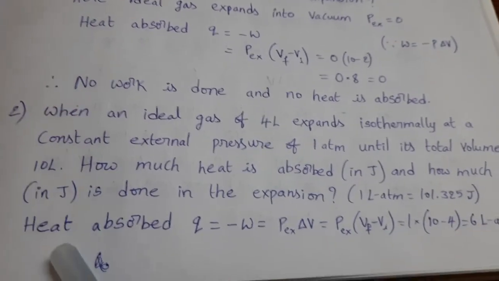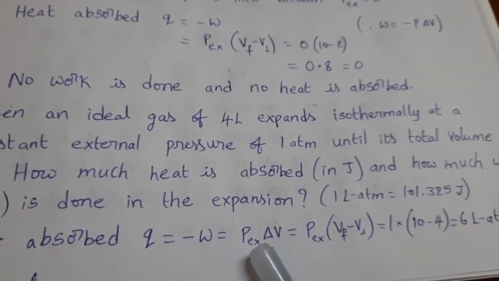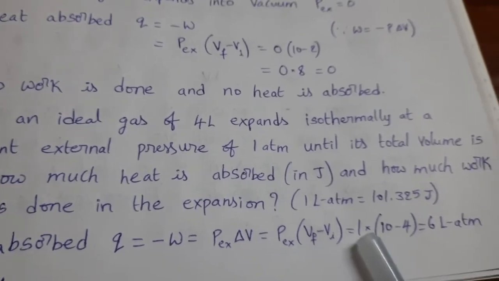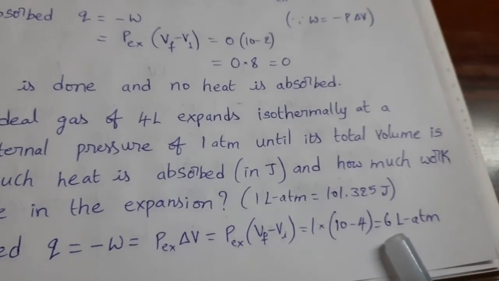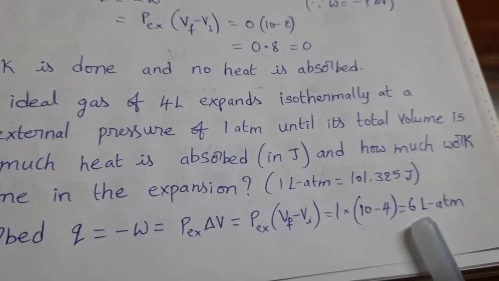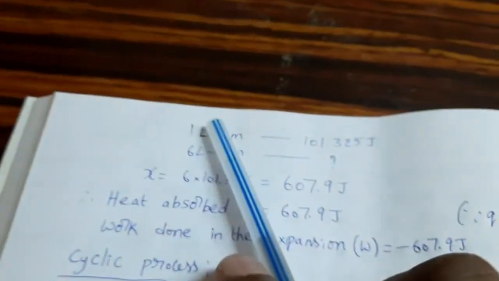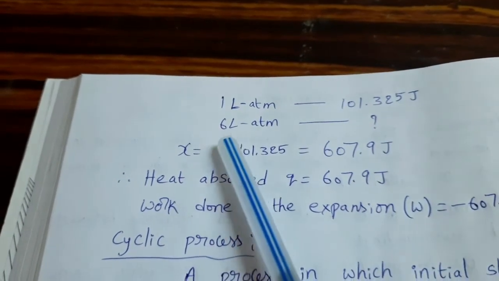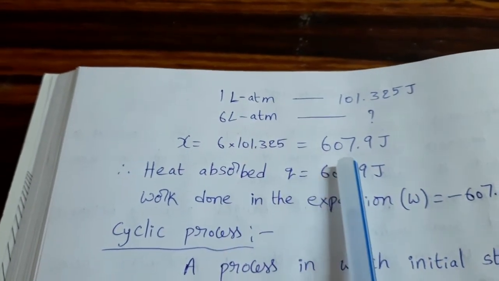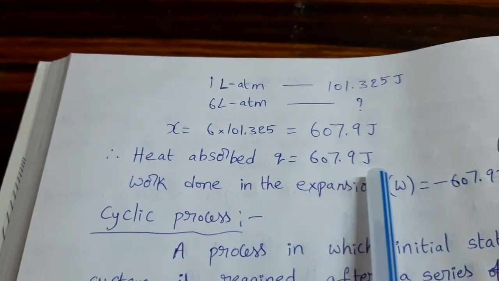So heat absorbed Q equal to minus W, that equals external pressure into delta V. External pressure is 1 atmosphere into final volume 10 minus initial volume 4. Then we get 6 liter atmosphere. This is the absorbed heat energy. This value we should convert into joules. 1 liter atmosphere equals 101.325 joules. Now 6 liter atmosphere means 607.9 joules. So heat absorbed Q equals 607.9 joules.